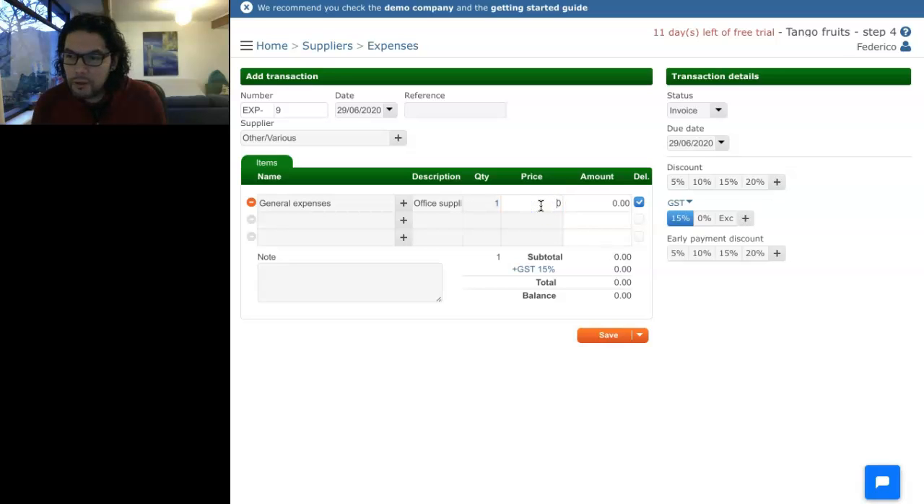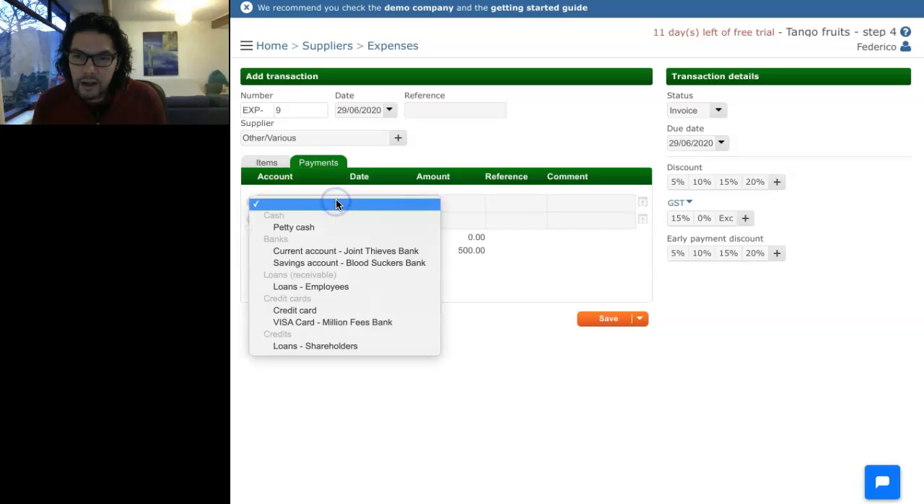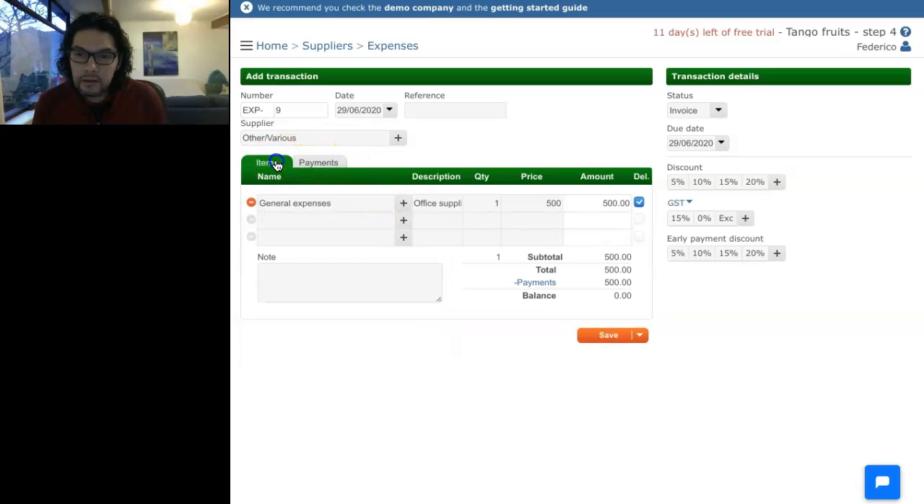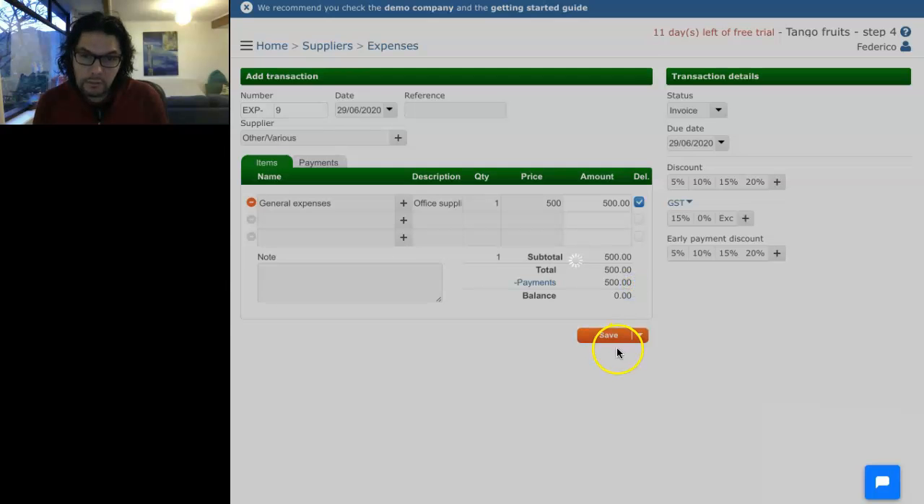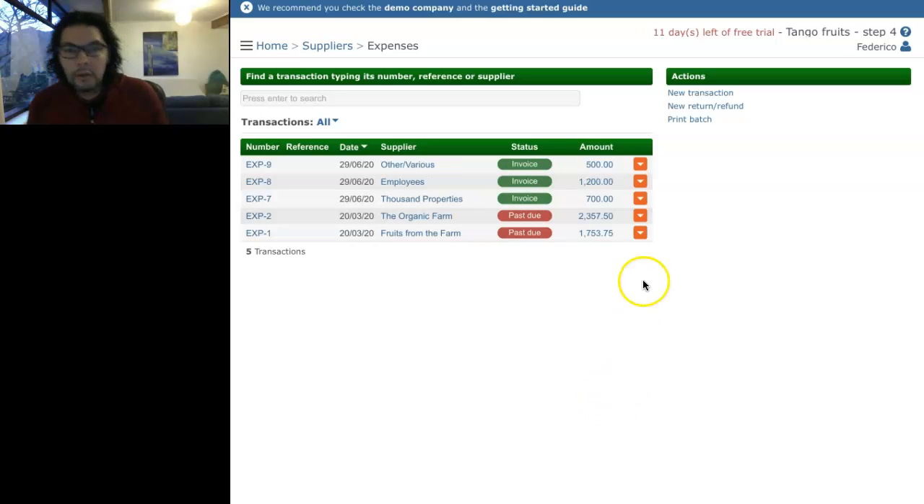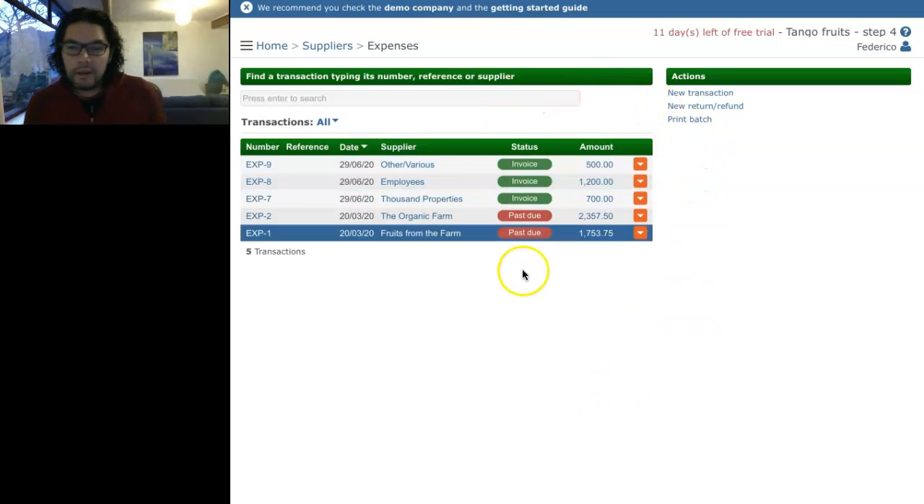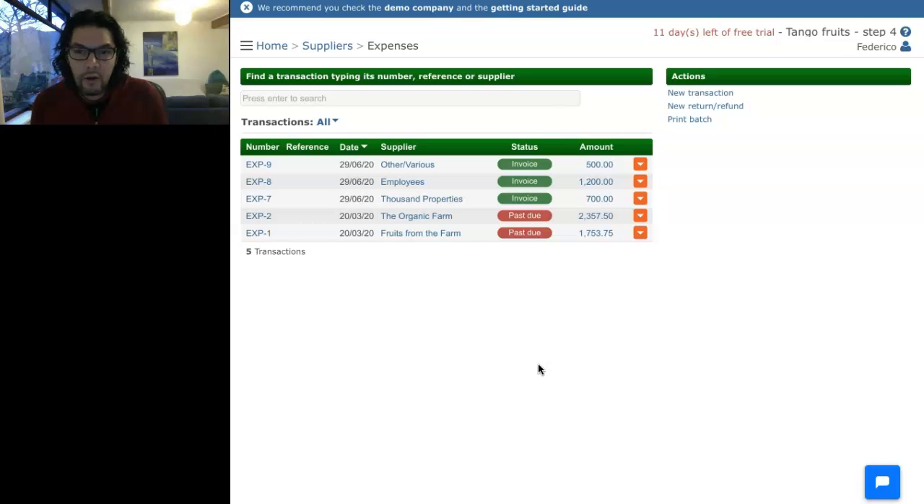So I'm going to put here 500. And again, I'm going to say there's no GST on this, and that I pay this with my credit card. All right, save and go back. So here is my list of transactions. Now let's quickly go to home.